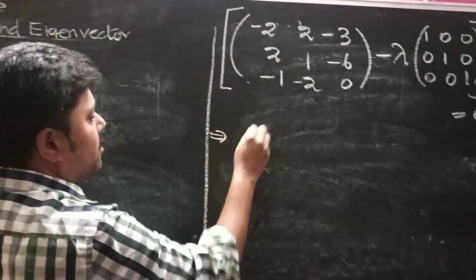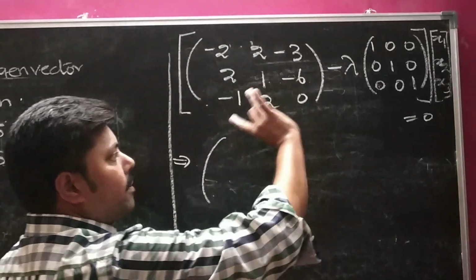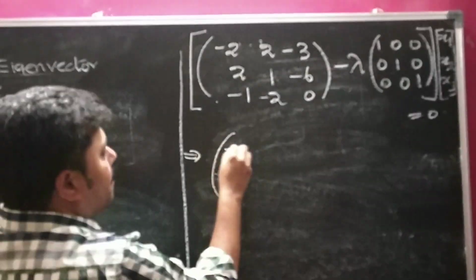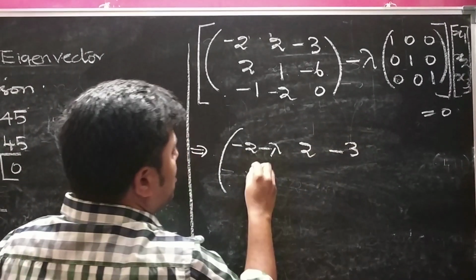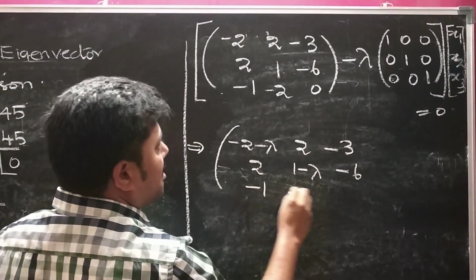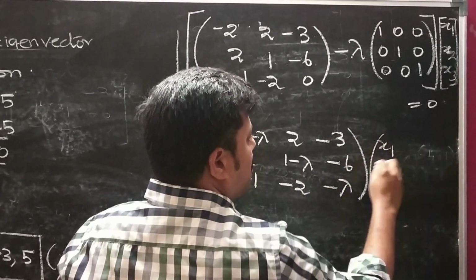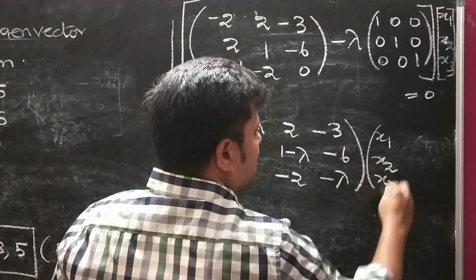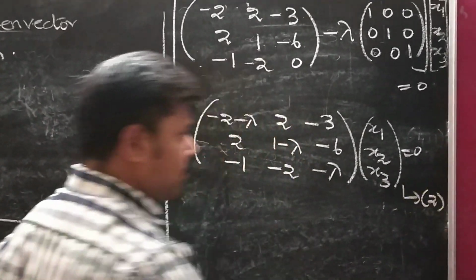Right? So first multiply with lambda, we get lambda, lambda, lambda, and then subtraction of 2 matrices, we get minus 2 minus lambda, 2, minus 3, 2, 1 minus lambda, minus 6, minus 1, minus 2, minus lambda, into x1, x2, x3 equal to 0. So let it be equation 2.